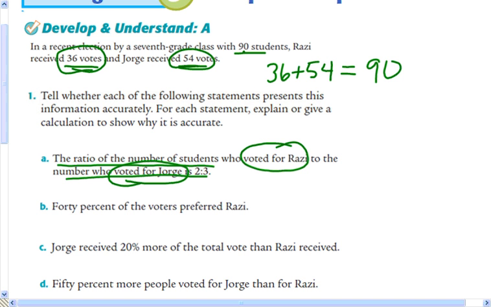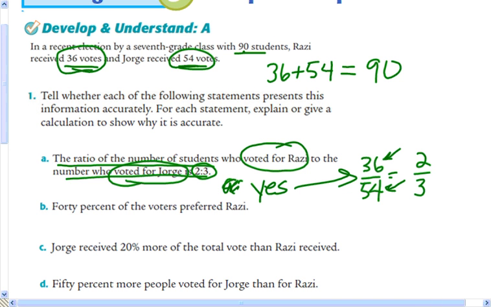Razi got 36 votes. Jorge got 54 votes. So we're going to do 36 over 54. And if we simplify that, we might notice that both these numbers are divisible by 18. 36 divided by 18 is 2. 54 divided by 18 is 3. So we get the exact same ratio. So this one is accurate. So we'll just say yes, it's accurate. And here's our work.